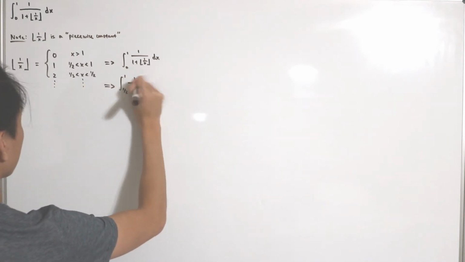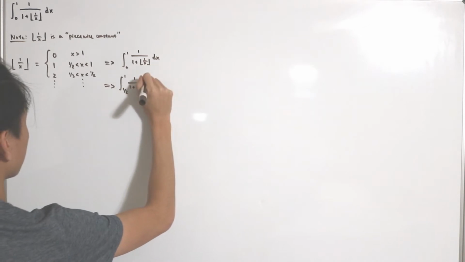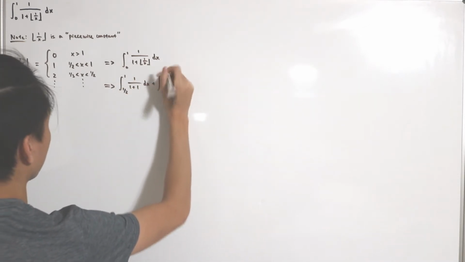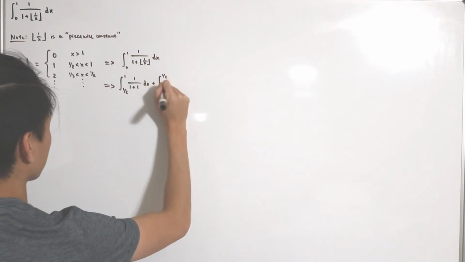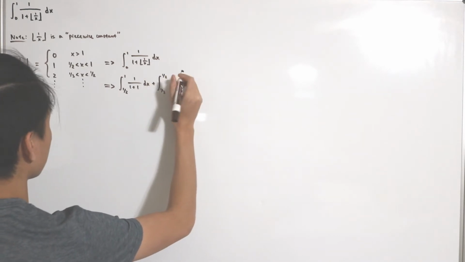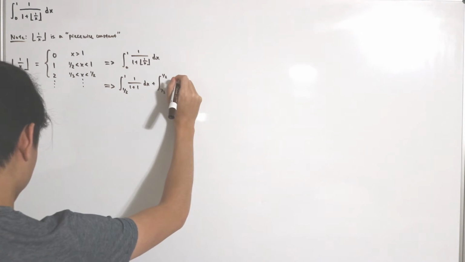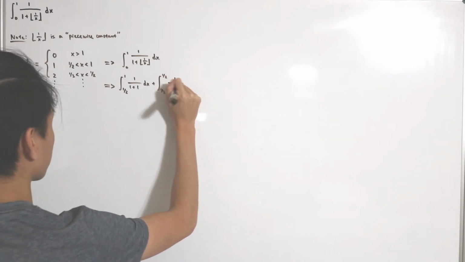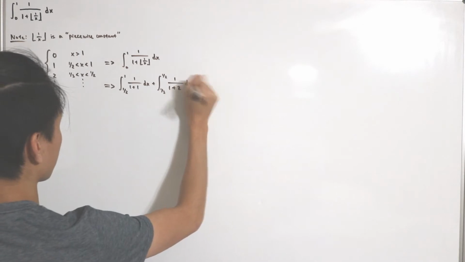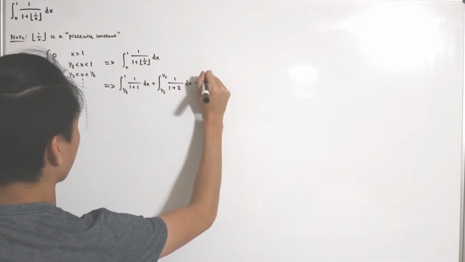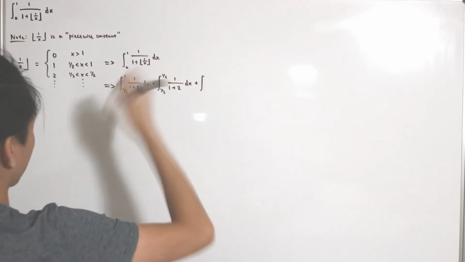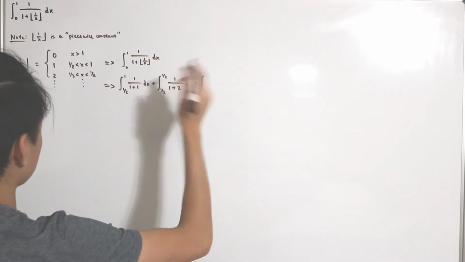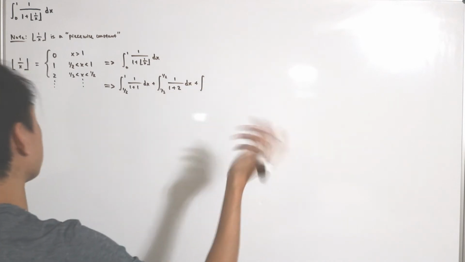So this is 1 over 1 plus 1 dx, then plus the integral from 1/2 to 1 over 3 of 1 over 1 plus 2 dx, and then plus the integral. You're starting to see a pattern: the denominators are increasing by 1.